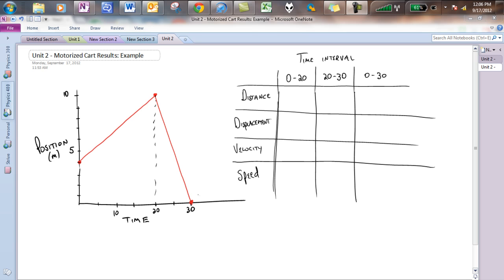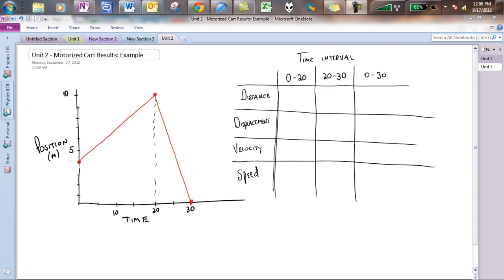So, for the first 20 seconds, the distance, remember, is how far an object traveled. So right away I'm thinking, we're starting at 4 meters, and when we get to 20 seconds, we're at 10. So how far did I travel? Technically all I'm doing is 10 minus 4, which gives me a total of 6 meters.